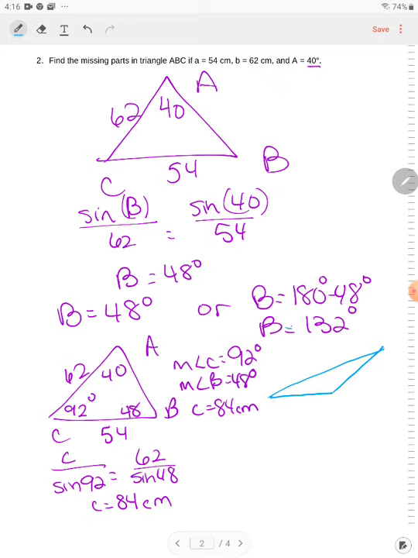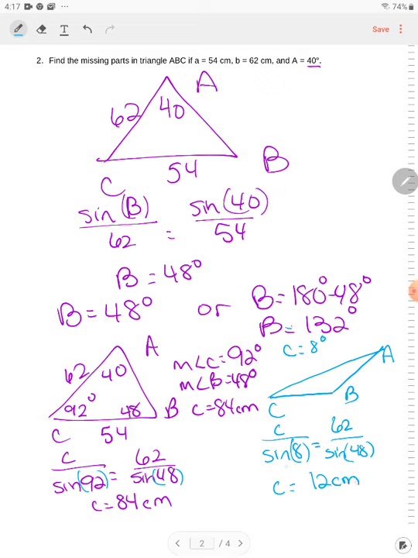Okay, and we will go A, B, C. Now for this answer, we're going to say angle B is equal to 132 degrees. We have that right here. And what is angle C then? Since the three angles of the triangle add up to 180, angle C is 8 degrees. So we're going to do c divided by sine of 8 is equal to 62 divided by sine of 48. So c is equal to 12 centimeters.